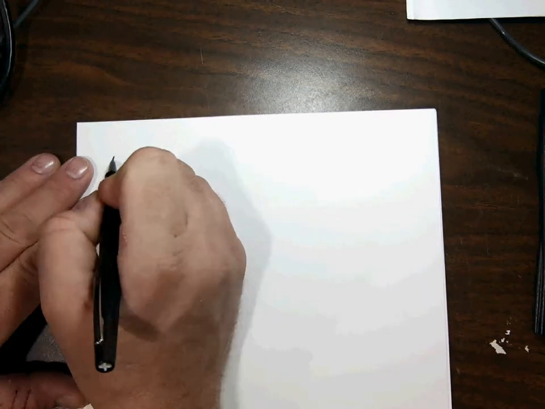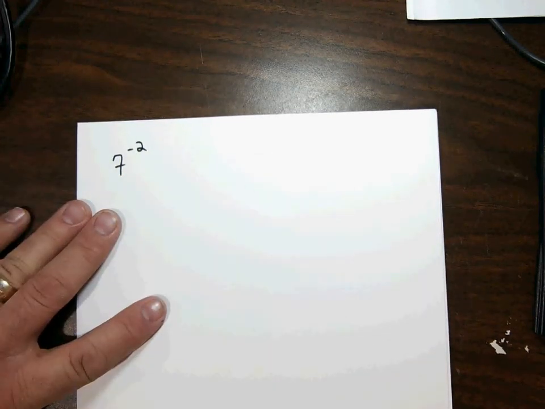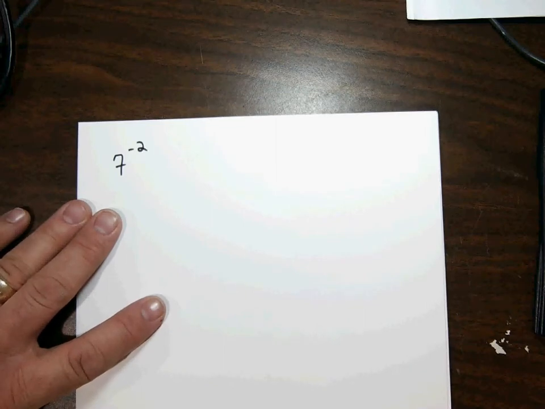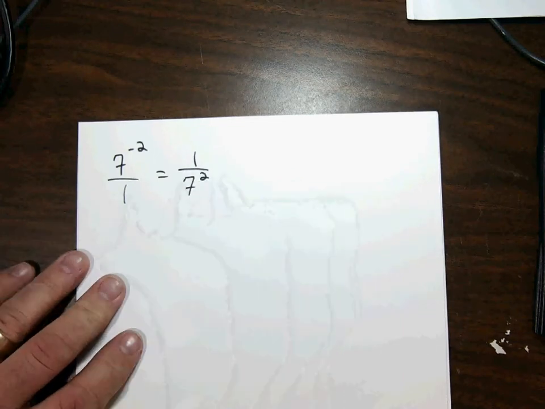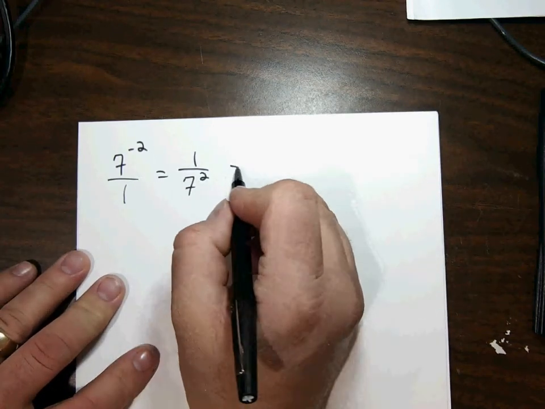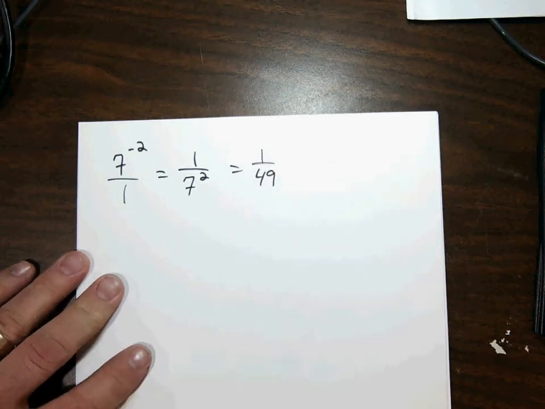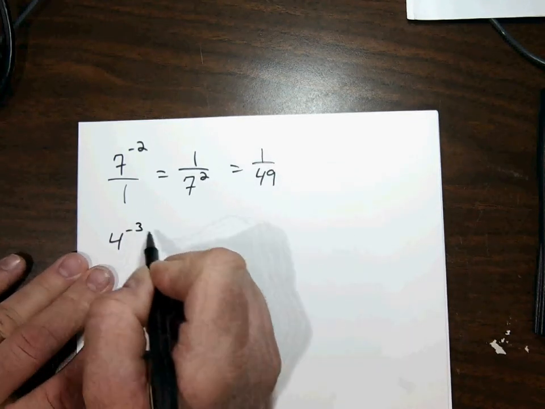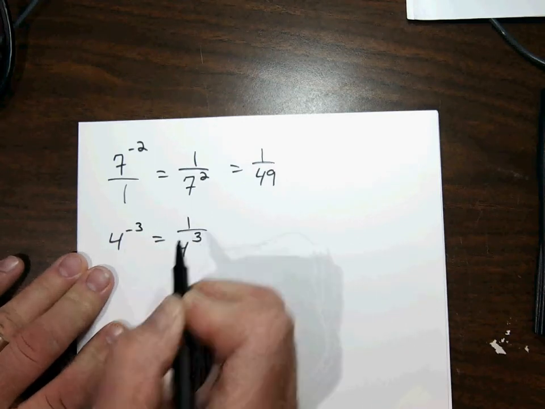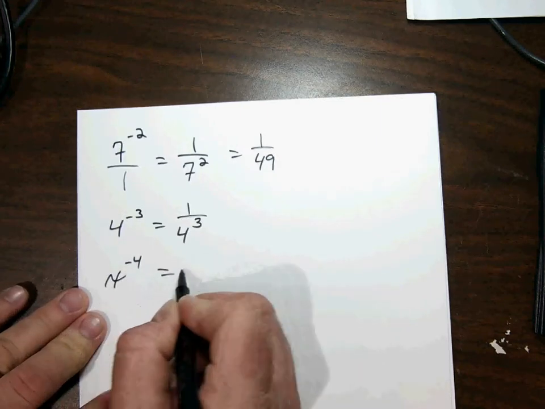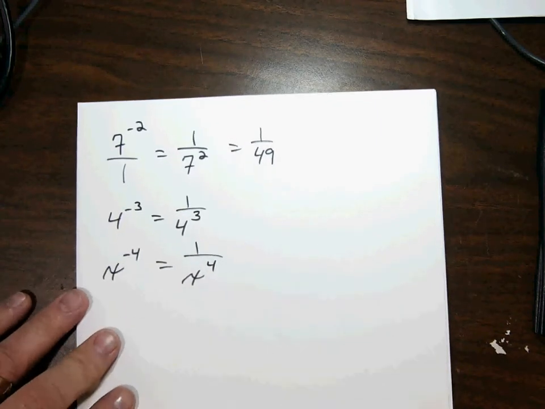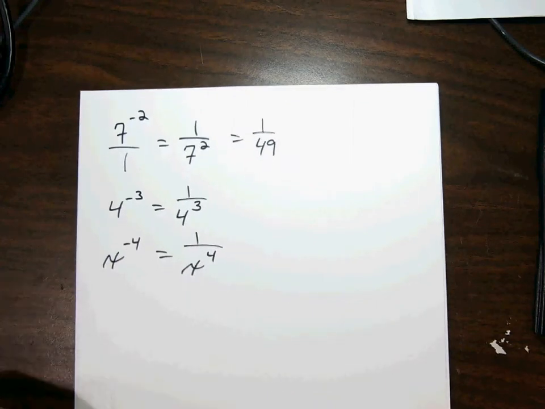Well, first let's make sure we have this down. If I say 7 to the power of negative 2, show me that with a positive exponent. Think of it as a fraction over 1, and it becomes 1 over 7 squared, which of course is 1 over 49. If I say 4 to the negative third power, that's 1 over 4 to the positive third power. If I say x to the negative fourth power, that's 1 over x to the positive fourth power. So when I have a negative exponent, I'm going to move it to the other part of the fraction and make it a positive exponent.